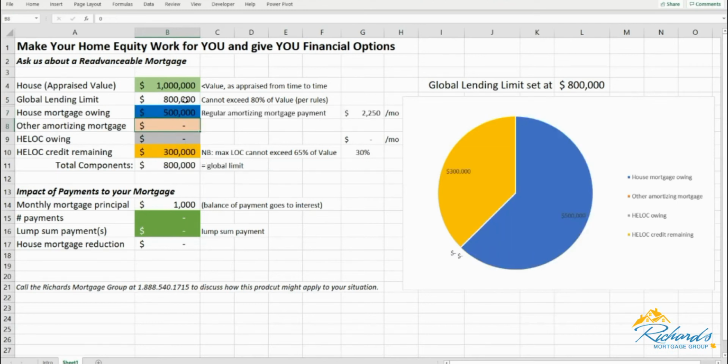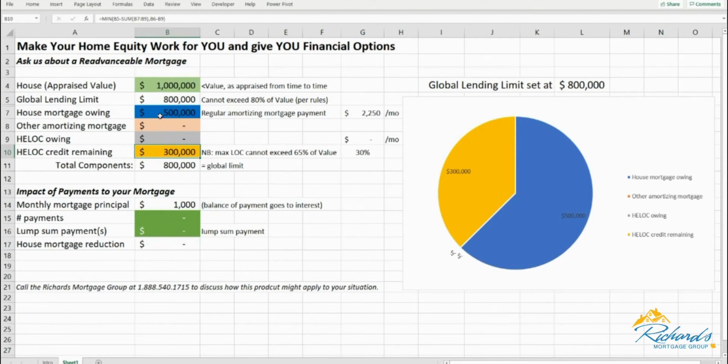So of the $800,000 global limit, $500,000 becomes a regular amortizing mortgage. And in this example, the mortgage payment is $2,250 per month. You can see of their $800,000, they have a $500,000 mortgage, and the balance of the global lending limit becomes a line of credit limit. In this case, $300,000. If the only debt you have on your house at the moment is $500,000, then you will have access to $300,000 by simply writing a check.